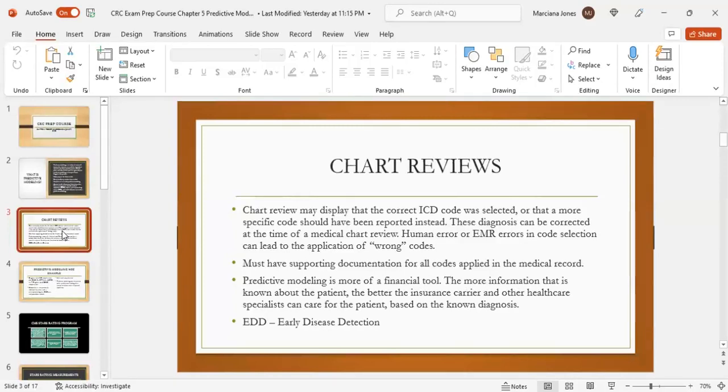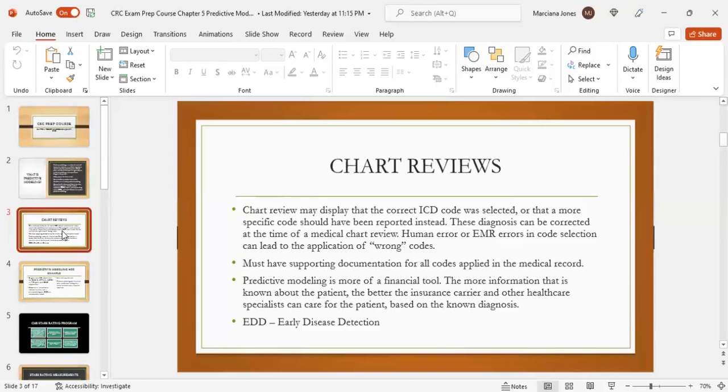Human error, or EMR. EMR is electronic health records or electronic medical records, what we keep the medical records in electronically. You remember back in the day, if you're a certain age, they used to actually pull the paper charts from the shelves. Now when we go to the doctor, they're typing in computers. That's an EMR. So human error or electronic medical record errors in code selection can lead to the application of wrong codes.